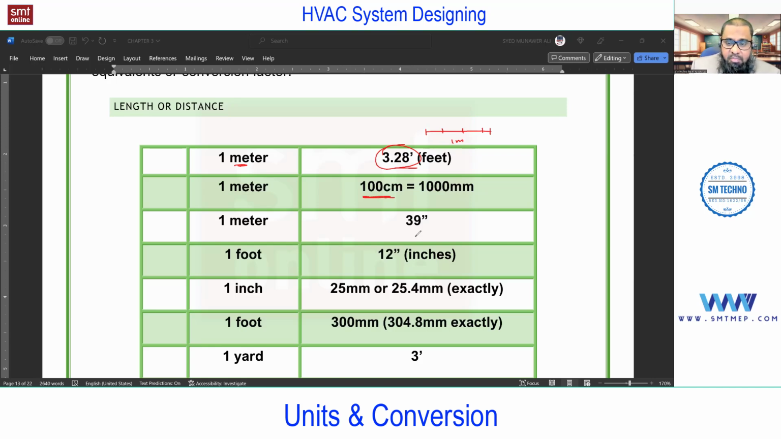Similarly, 1 meter in terms of inches, 39. How did I get this? You see, 1 foot equal to 12 inches, na? So 12 into what? Please take out the calculator quickly. You are going to learn a new point. Take out the calculator and find out. 3.28 multiplied by 12. 39.36. Yeah, 39.36. But here I have taken 39.